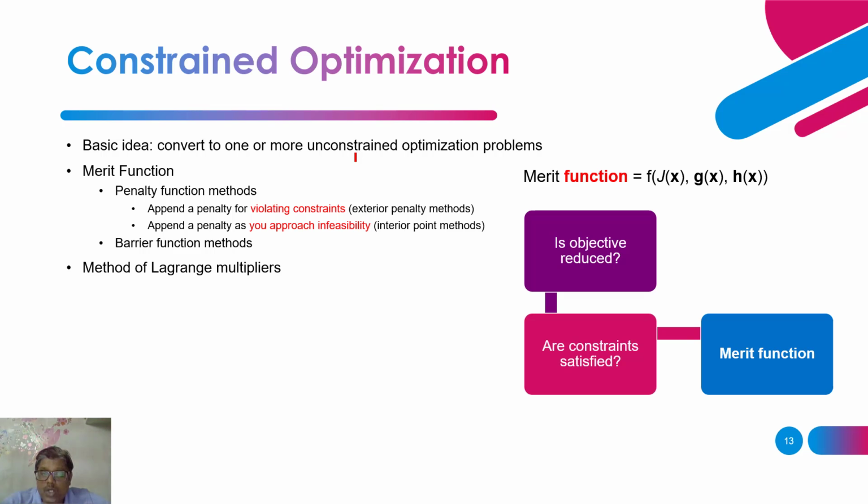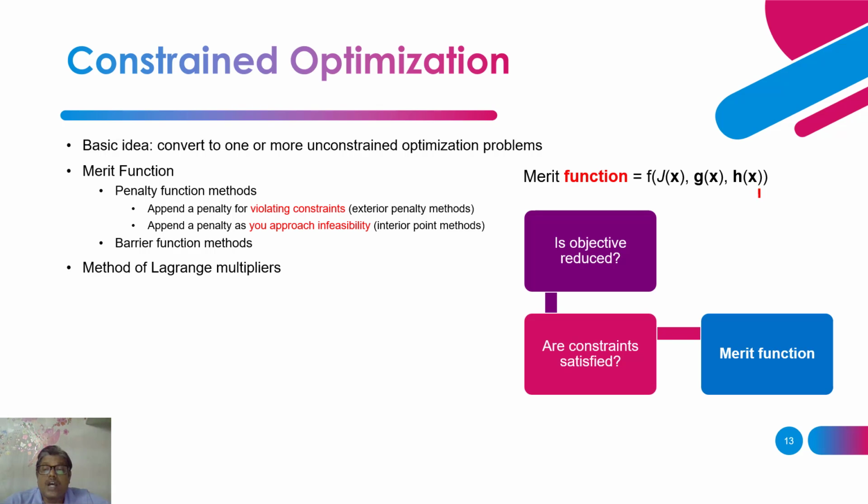The next one is called the method of Lagrangian multipliers, which is also lined up. In the next video we'll be discussing it. The objective is not reduced, and at the same time all the constraints are satisfied. The merit function is given by f of J of x, g of x, h of x. J of x is your objective function, g of x is your inequality constraint, and h of x is your equality constraint.